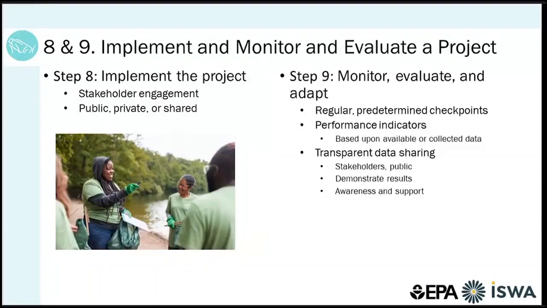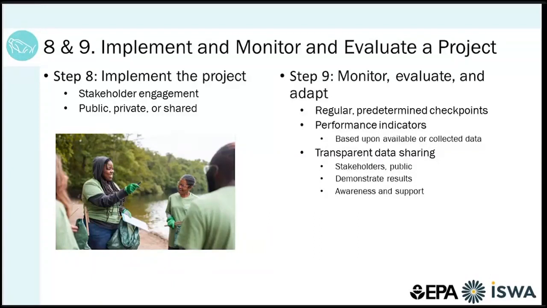Implementation may be done by public agencies, private companies, or shared public-private partnerships. Shared implementation is often done via requests for proposals, which allow the city or region to solicit competitive bids for services and then enter into a contract agreement with the selected company. Following implementation, it is important to continuously monitor and evaluate your project and adapt plans and activities as needed.